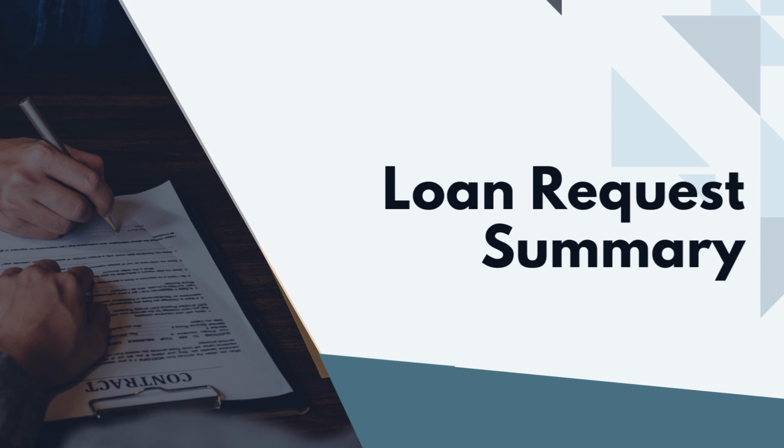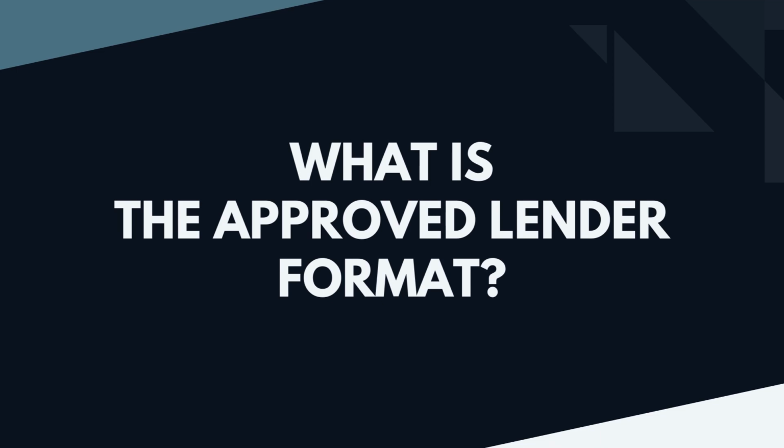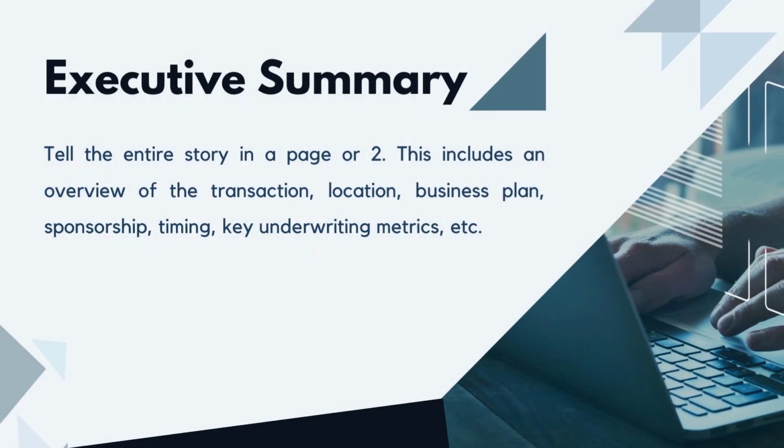We're going to talk about the executive summary / loan request. So, what is the approved lender format? Let's first start out with the executive summary. This is where we tell the entire story in a page or two. This includes an overview of the transaction, location, business plan, sponsorship, timing, key underwriting metrics, etc.